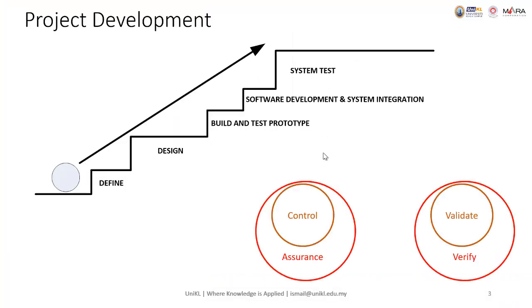All right. So first of all, what is project development? Project development is actually just the steps to validate the development process up to verifying the complete system. So the first step that we have is define stage, then go to the design step, then the build and test prototype, then the software development and system integration. Finally, what we call the system test.